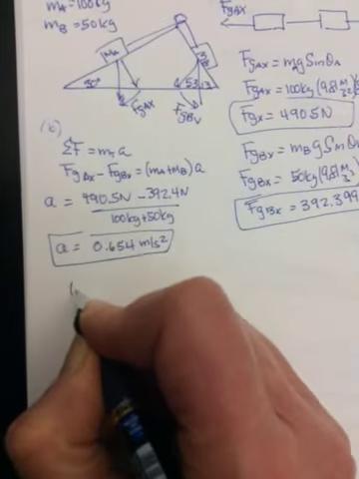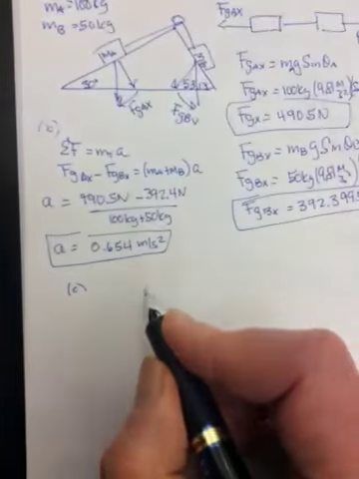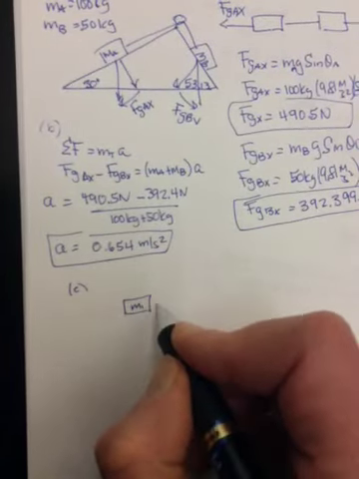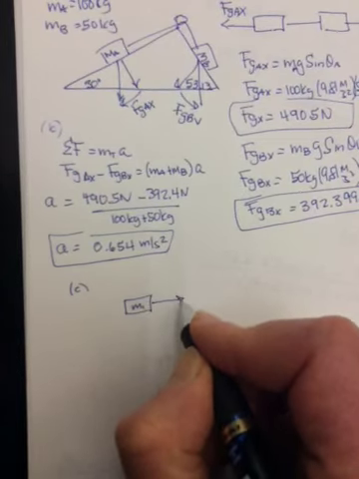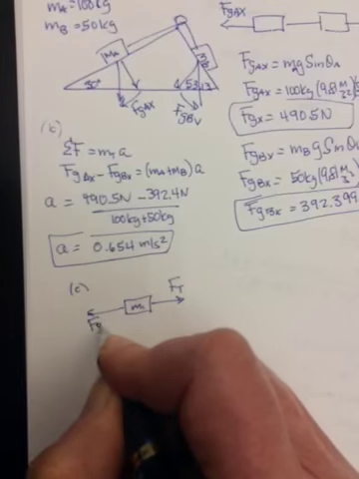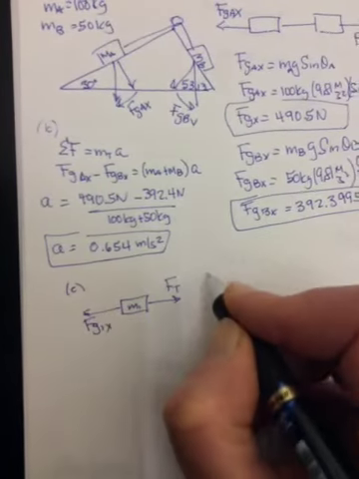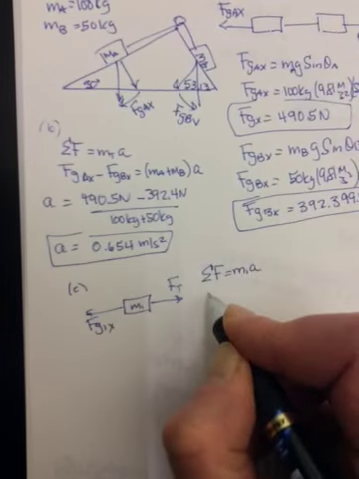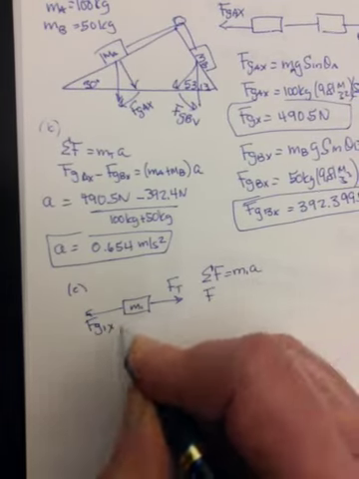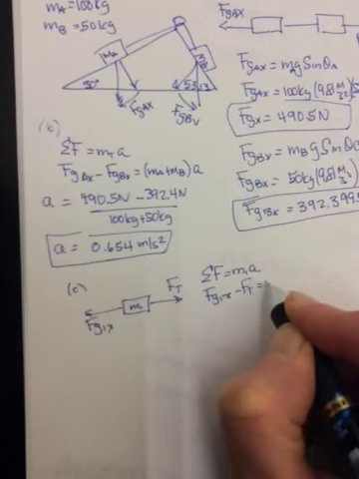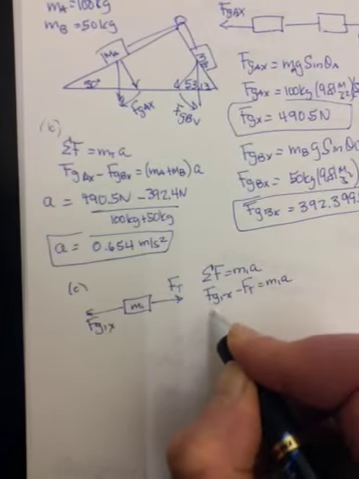All right, and then part C wants to know the tension. You can pick either one. I'd probably pick M1 just because it's 100. Math will be easier. So there'll be an FT going this way, and there'll be FG1X going this way. Do sum of the forces is equal to M1A. It should be FG1 was positive, so FG1X minus FT equals M1A.